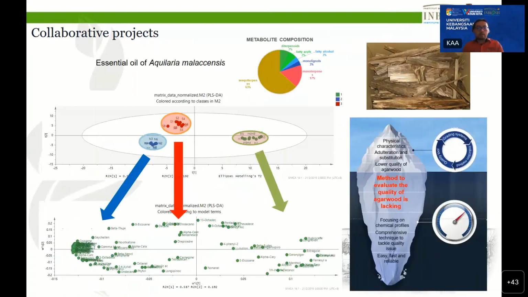Then I was also involved with the work on the essential oil of agarwood. So basically here we try to do a comparative metabolomics of healthy agarwood compared with naturally induced agarwood and synthetically induced agarwood. So from there we did a comparative metabolomics of the essential oil, and then we tried to compare the metabolites and find out if the synthetically induced essential oil gives better quality compared to the naturally induced essential oil of agarwood.